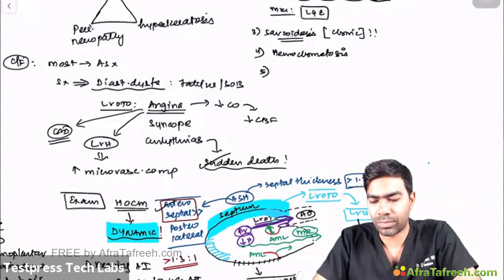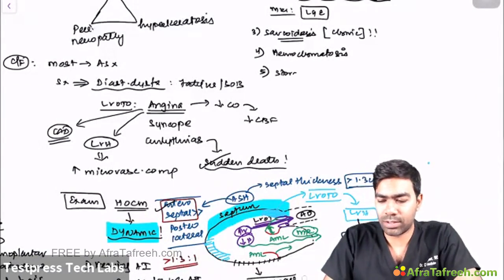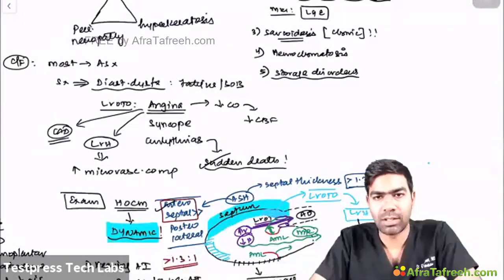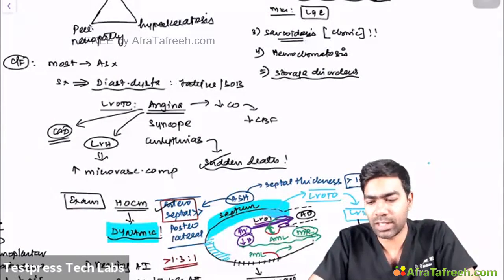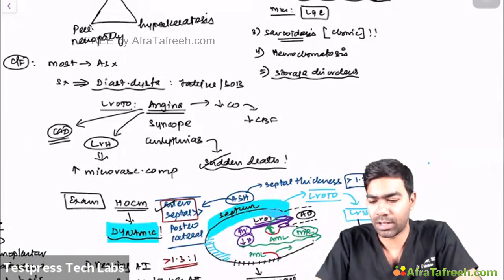Then storage disorders. Storage disorders like Gaucher's disease, Pompe's disease, Fabry's disease. All these things, storage disorders, can produce RCM also. Then diabetes also can produce restrictive cardiomyopathy. Fine.